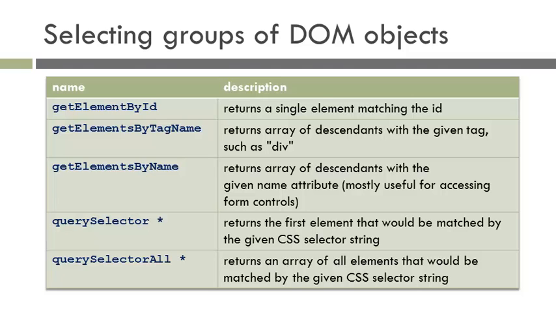We can also get elements by tag name. For instance, we can get all of the div elements or p elements. We can also get elements by name, which is useful for returning back controls. JavaScript also provides us with Query Selector and Query Selector All, which allows us to use CSS selectors to get the elements that we want.